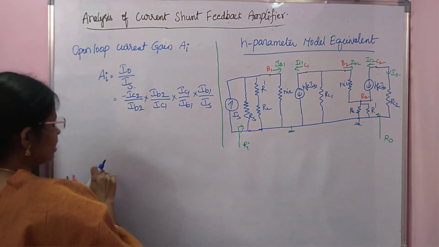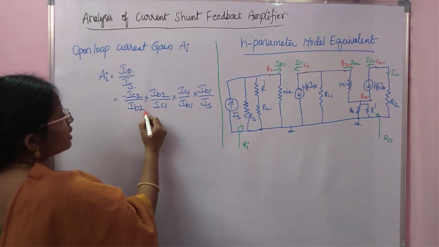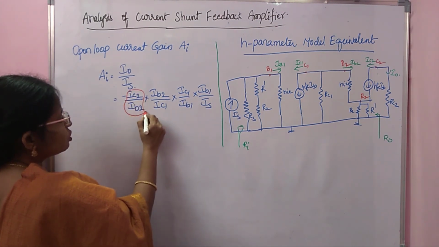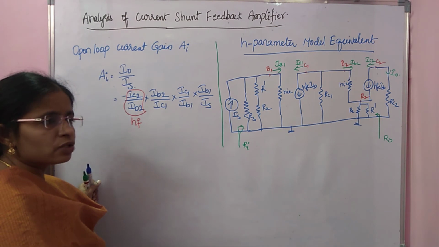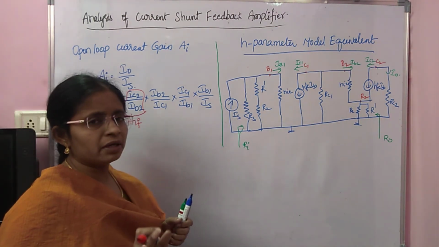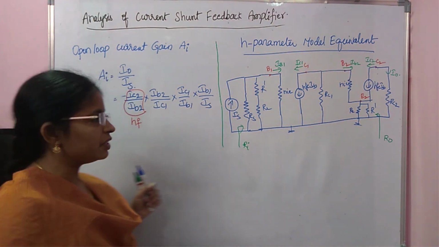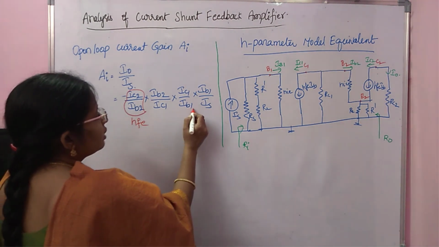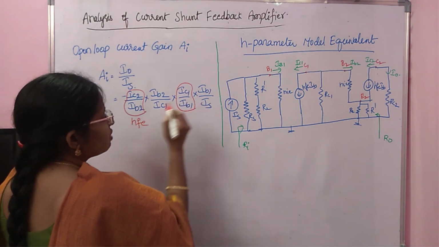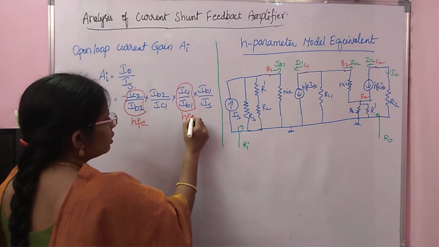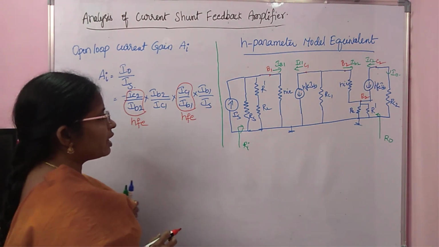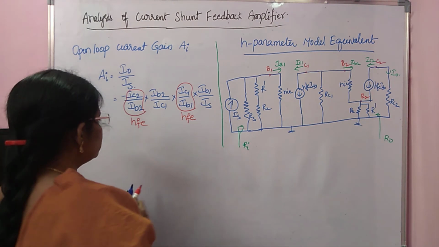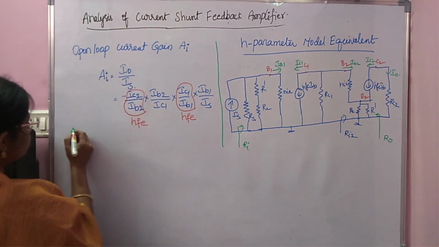Now see here, what is this IC2 by IB2? It may be IC1 by IB1, IC2 by IB2 or IC by IB; it is simply hfe. So it is hfe, and IC1 by IB1 is also hfe. Now you will find only two parameters, IB2 by IC1 and IB1 by Is. So now we'll find IB2 by IC1.